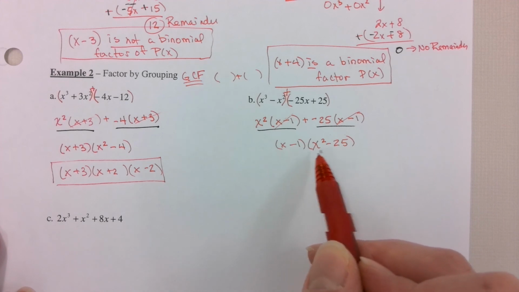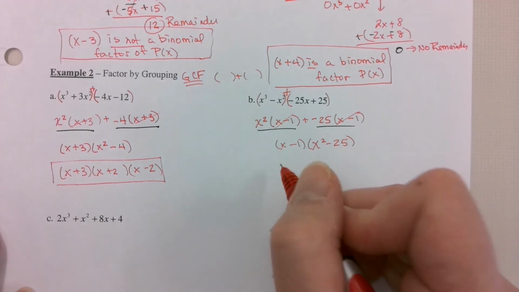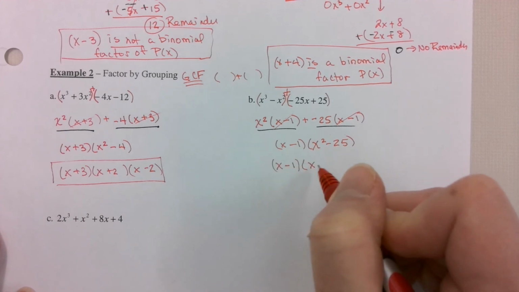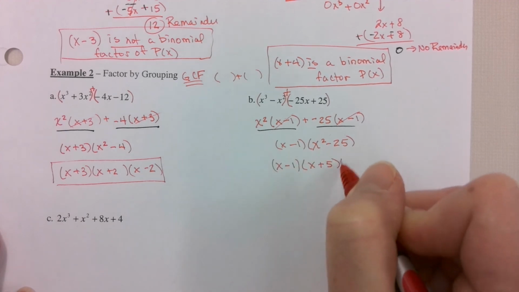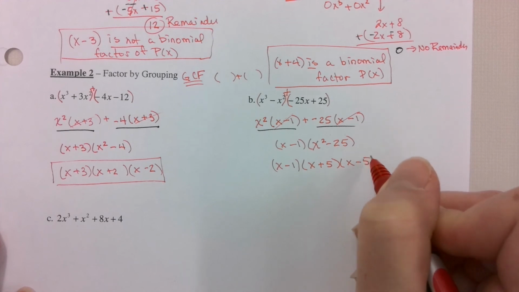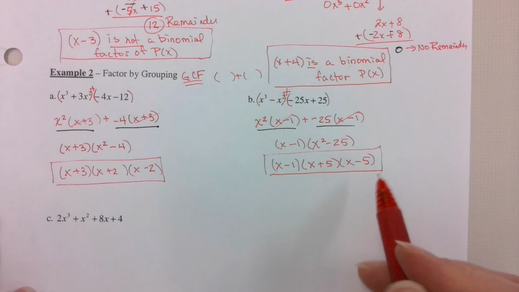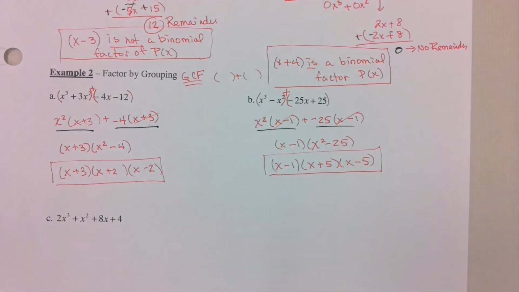And I see here that, again, I have another difference of squares. So x minus 1, and then here we have x plus 5, x minus 5. And that is my final factored form. Now remember, the order of your factors does not matter because multiplication is commutative.